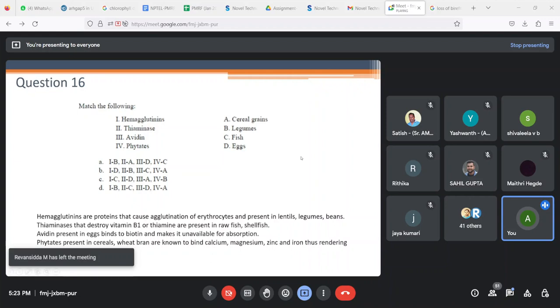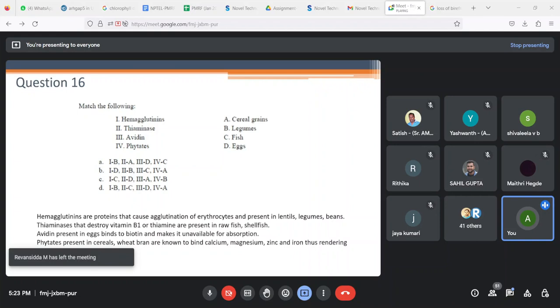So thiaminase is present in fish that will break down B1, and avidin is present in eggs. So avidin, what it does is it will bind to biotin and it will make it unavailable for absorption. So avidin as such is directly not involved in some kind of anti-nutrition, but it will bind to biotin and make it unavailable. Same goes for phytates as well. Phytates are present in cereal grains that will bind to ions such as calcium, magnesium, zinc and all, and that will make them unavailable for absorption.